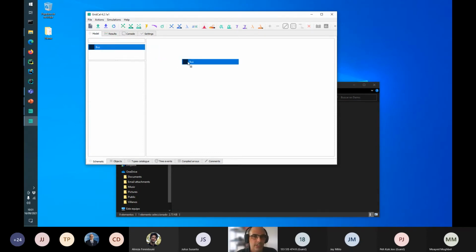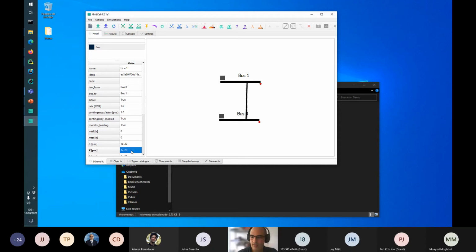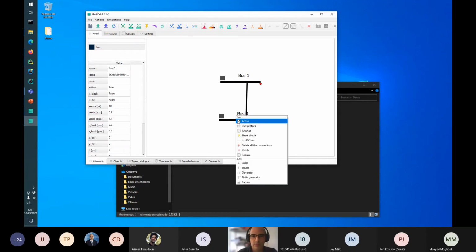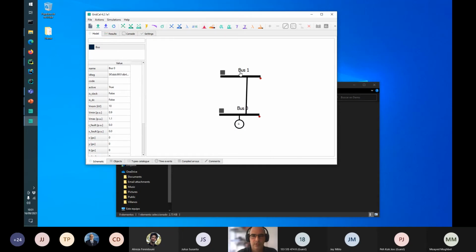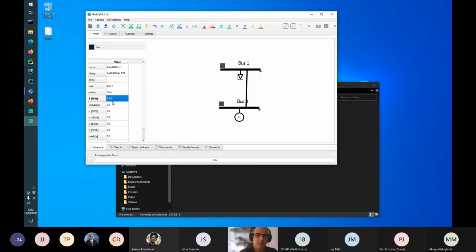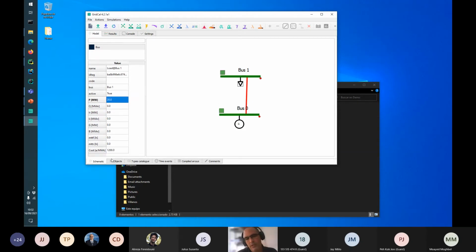So let's start very small. This is how I add a bus, two buses, one line. Let's put some reactance on the line. There you go. Generator. Load. And then the load flow. You see, the first time it takes a little bit because it's compiling some things internally, but the second time is almost immediate.